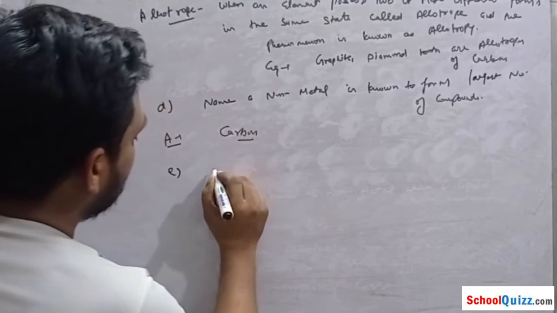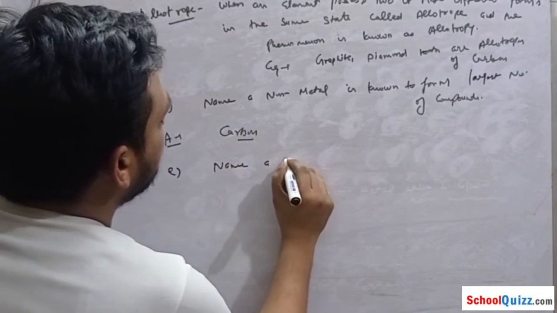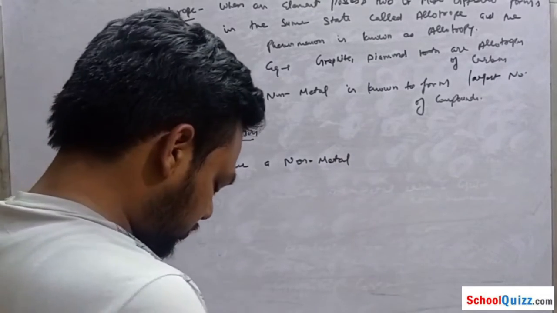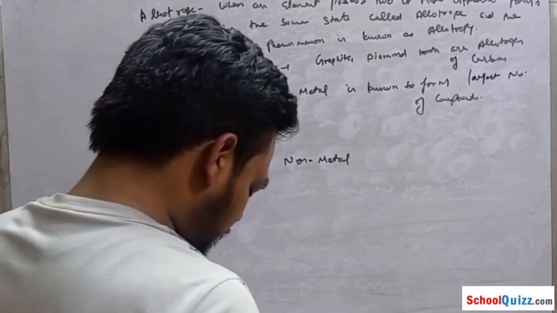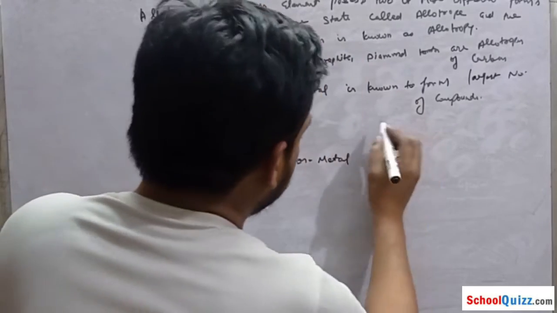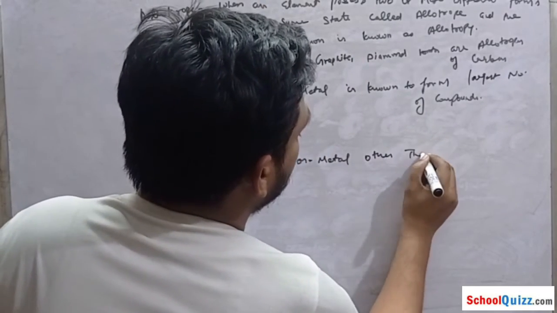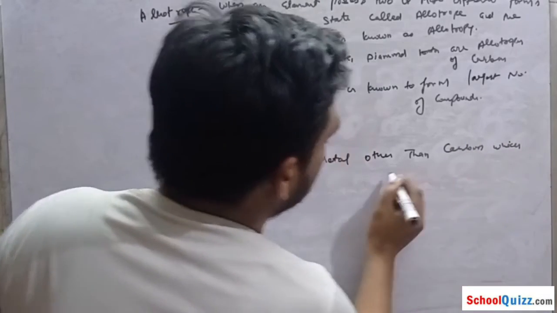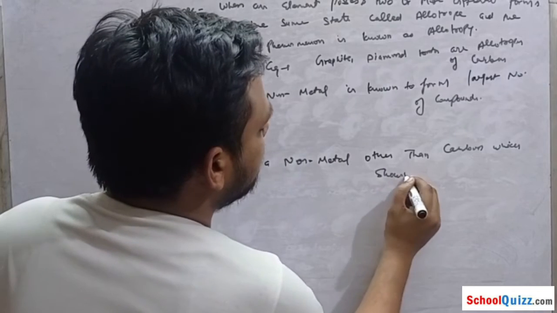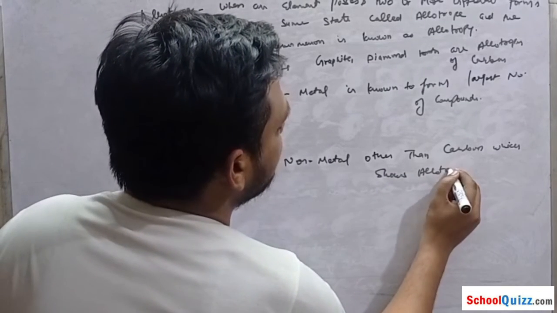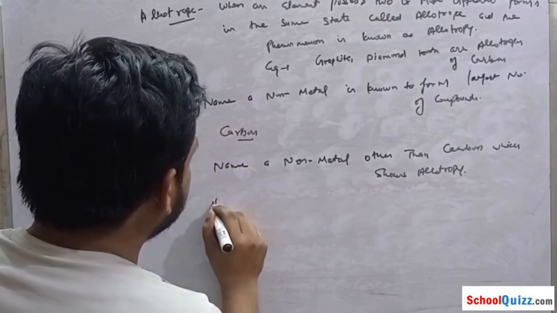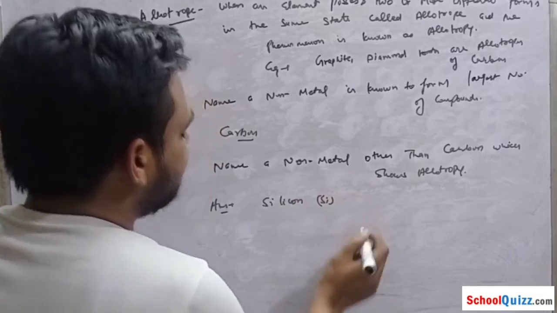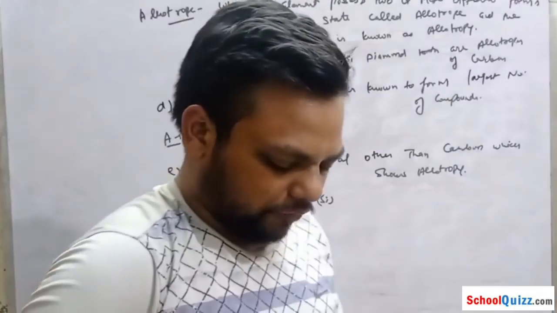Next one: name a non-metal other than carbon which shows allotropy. Its answer is silicon. Silicon also shows the phenomenon of allotropy.